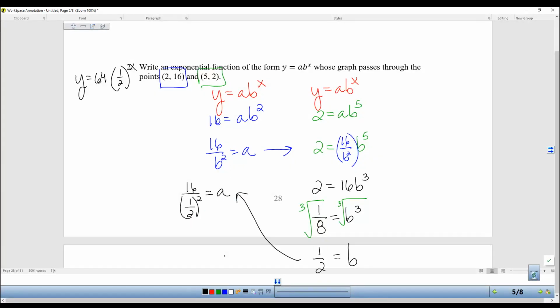Now, people's biggest trouble is actually going to be in this next step, 16 over 1/2 squared. Not that your calculator won't do it for you, but again, let's talk about how to do that. I would change it to 16 over 1/4, and then if you change that to 16 over 1 over 1 over 4, then you can flip the bottom one and multiply. So some of you might do it as keep, change to multiplication, and flip. But as long as the bottom one is the one that gets flipped, that's really what you need. And so a is equal to 64. My final equation is y is equal to 64 times b to the x.